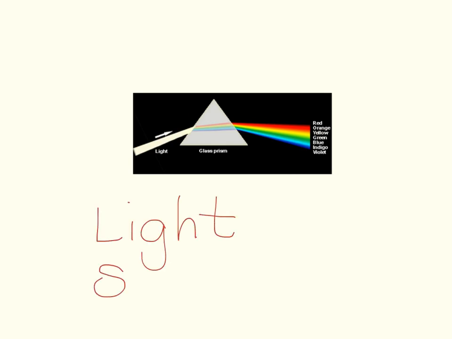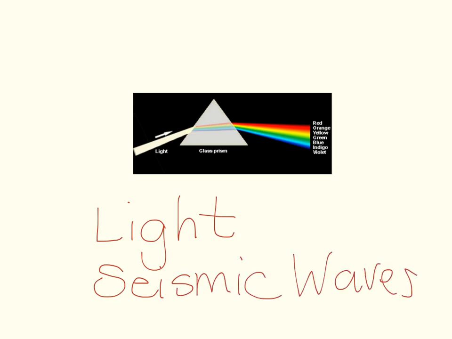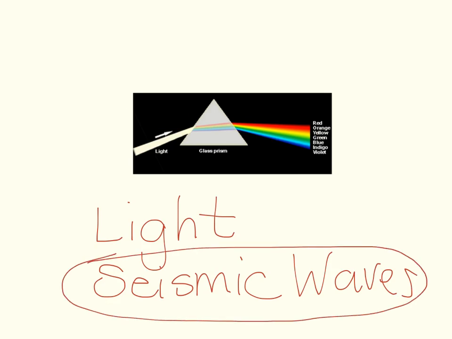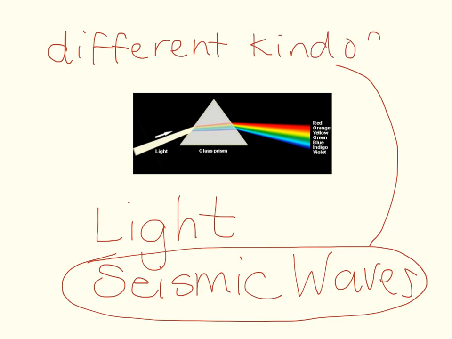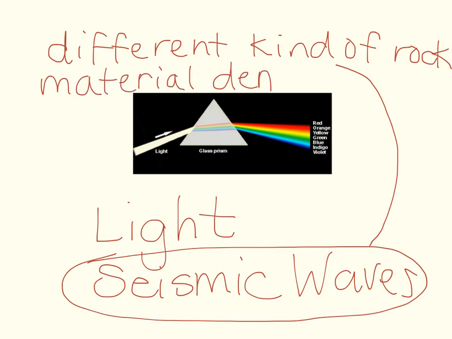but seismic waves will also do this. When seismic waves hit a different medium, they will bend. Different mediums for seismic waves might be something like a different kind of rock. Maybe it's a material with a different density. Density is how closely packed the particles are inside of a substance. So maybe it hits a different density and it bends a little bit. Maybe the state of matter changes a little bit. We go from something that is very solid to something that's solid but a little gooey, like the asthenosphere.